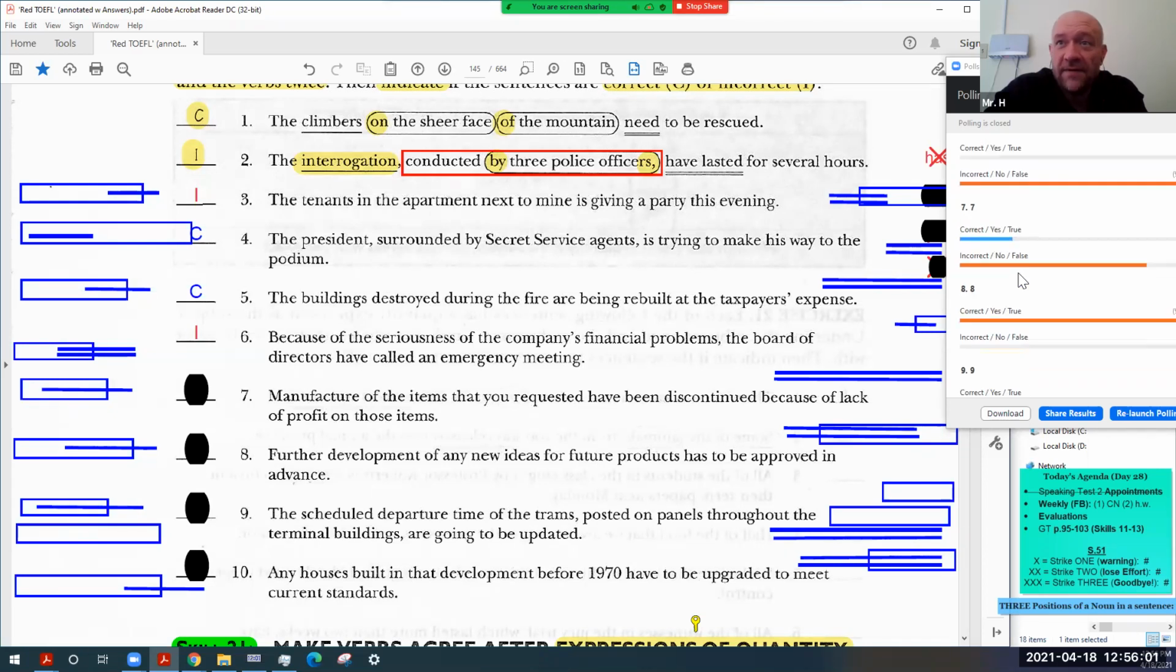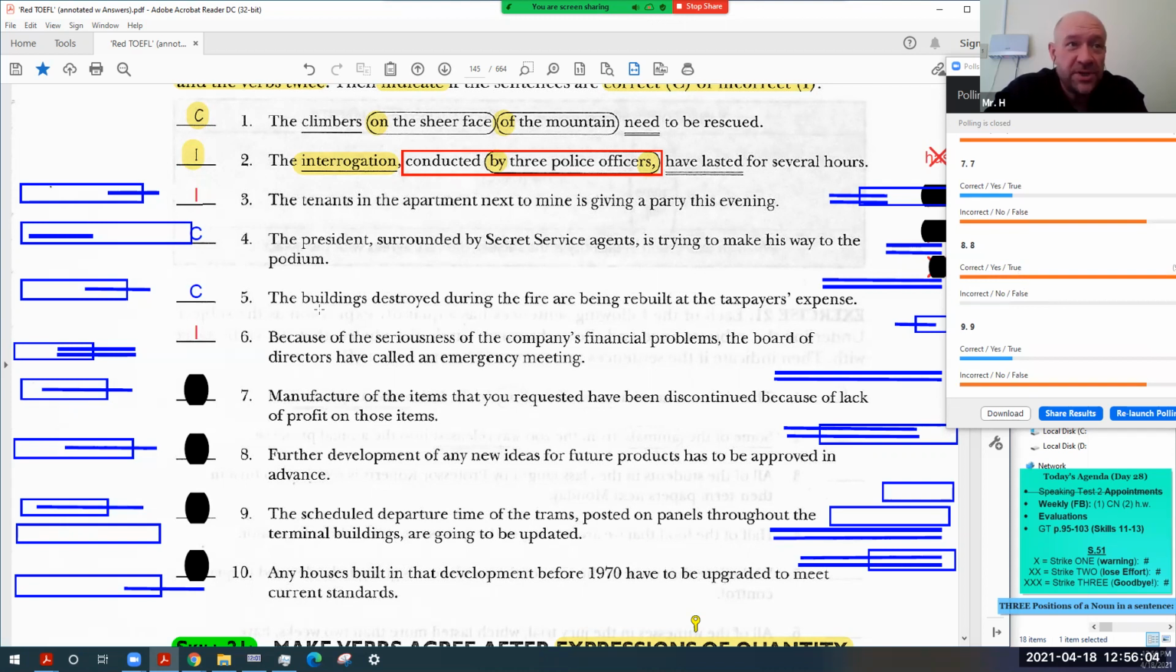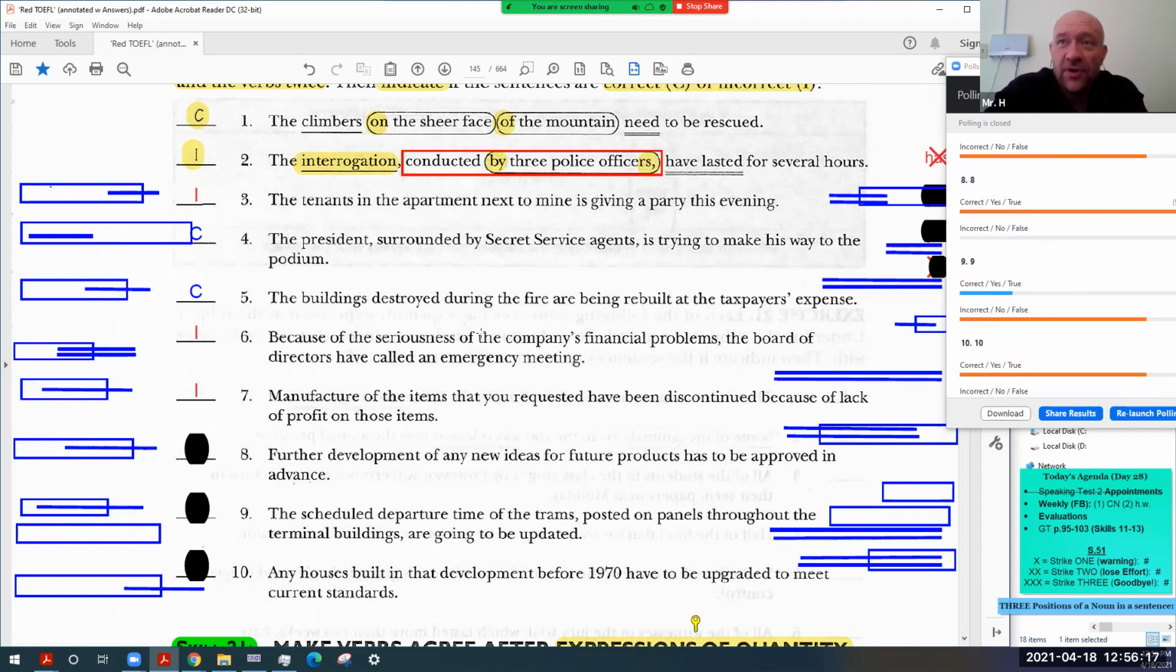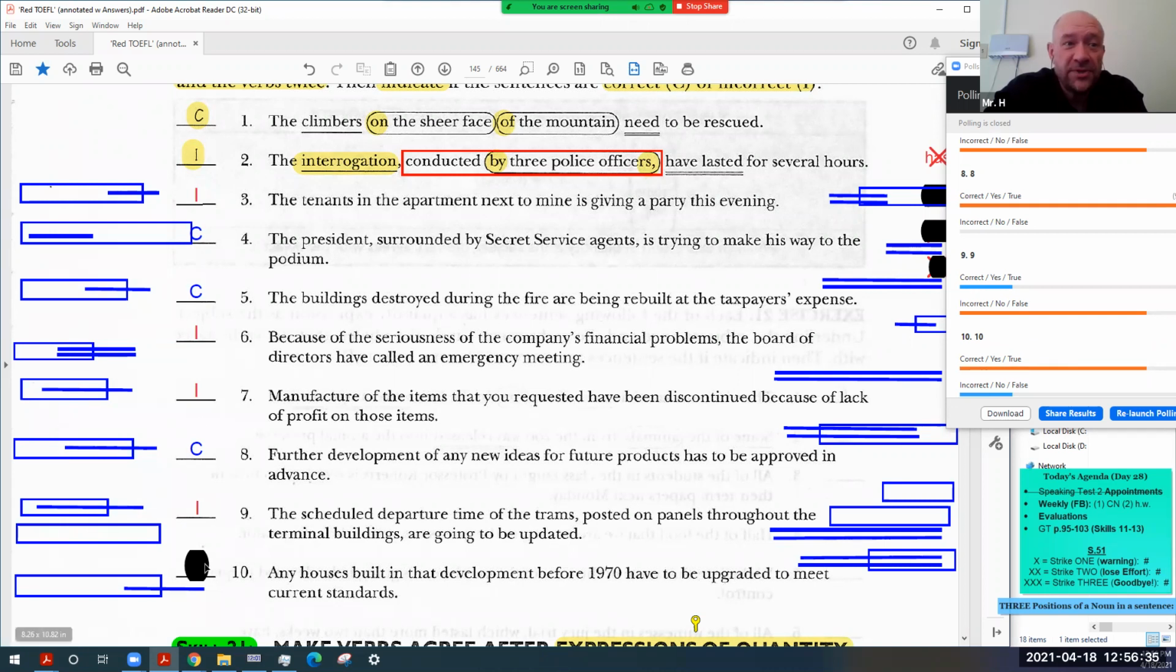Number 7. Most of you said it's incorrect. Most of you, okay. Excellent. Okay, number 7. Number 8, everyone says it's correct. Good. Good. And number 9, most of you agree that it's incorrect. And number 10, most of you say correct. So what do we have?